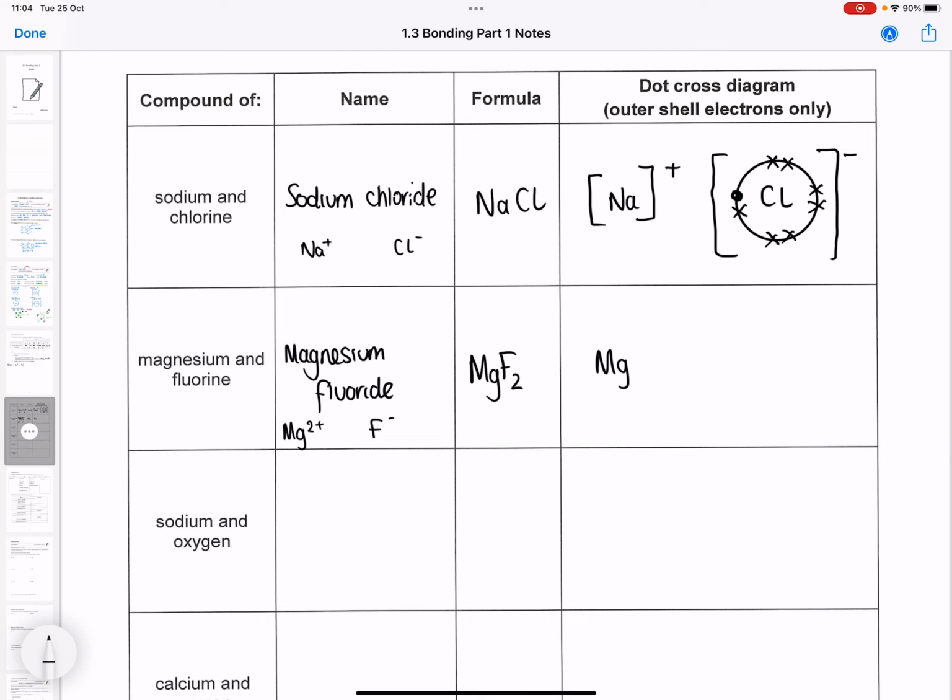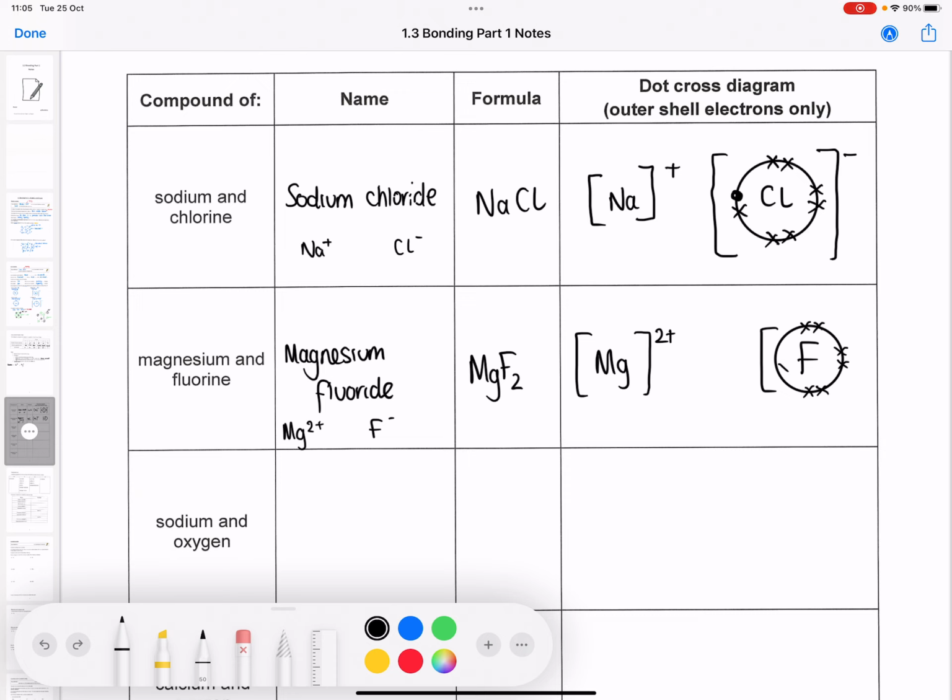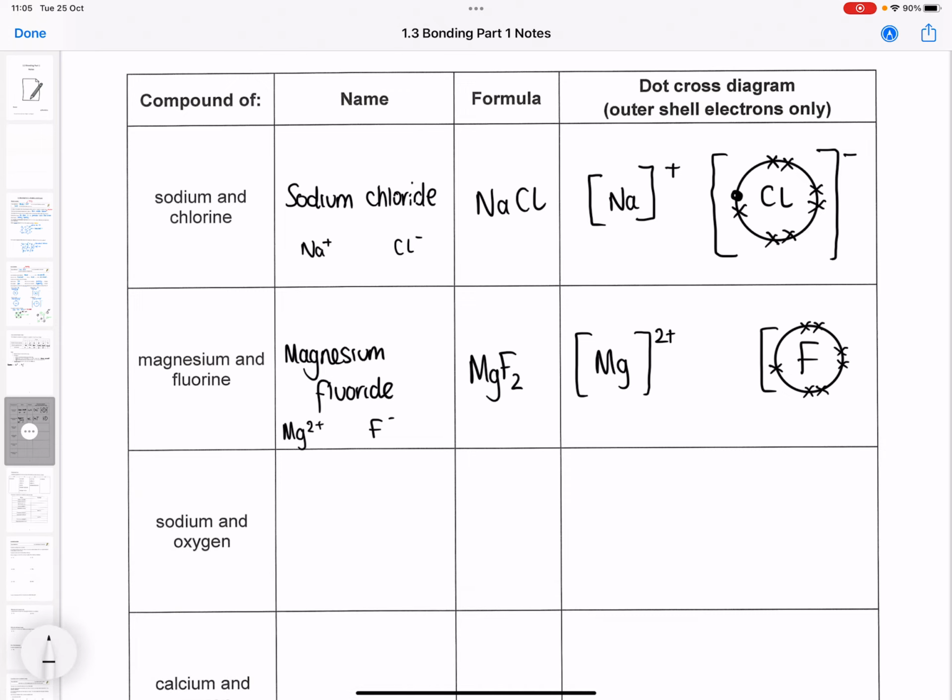So Mg, metals lose their outer shell electrons. They get a charge equivalent to their group number. The non-metal, fluorine, is in group 7. So we can draw that circle around it. We can put 7 crosses because it's in group 7. And 1 dot, because it gains 1 to get a full shell. That's why it's 1-. Now there was 2 fluoride ions.